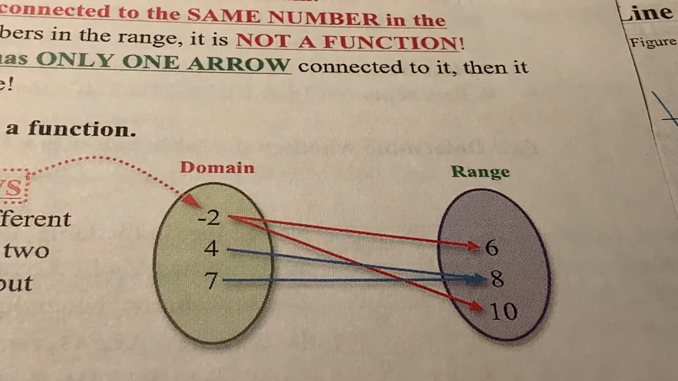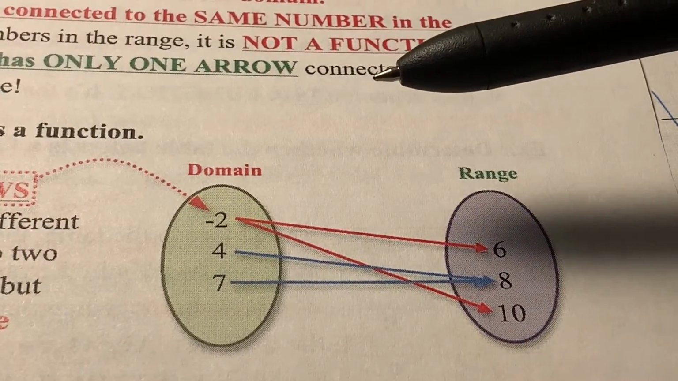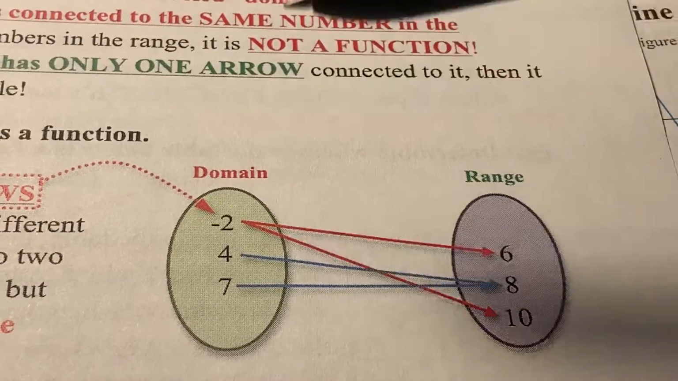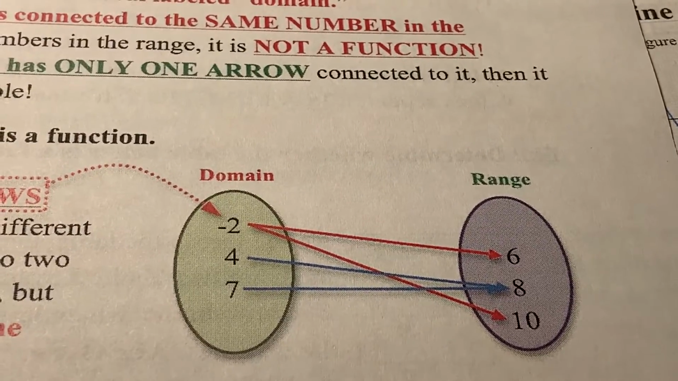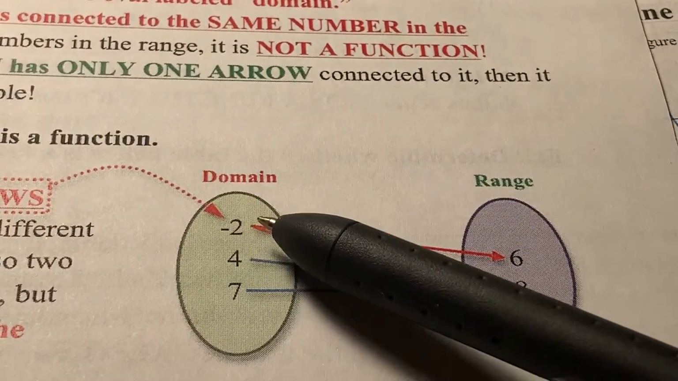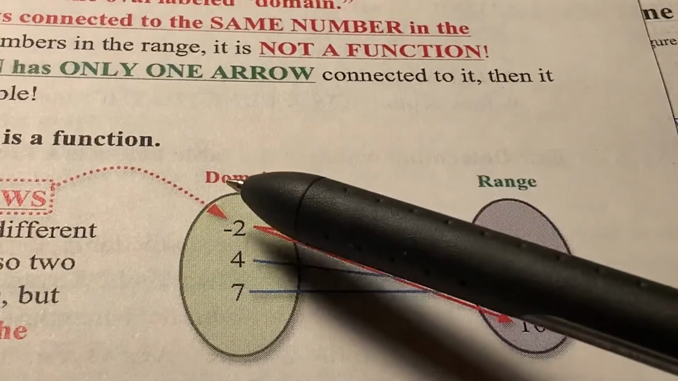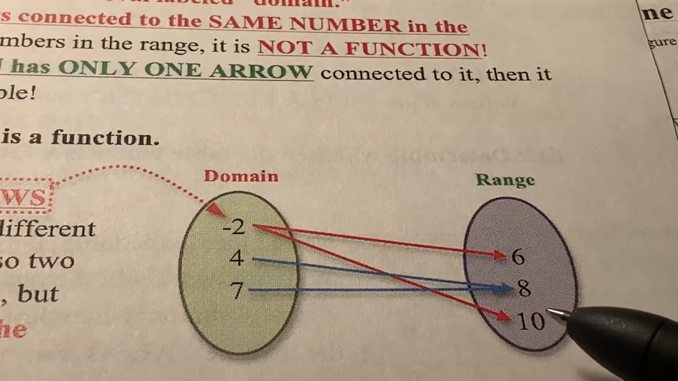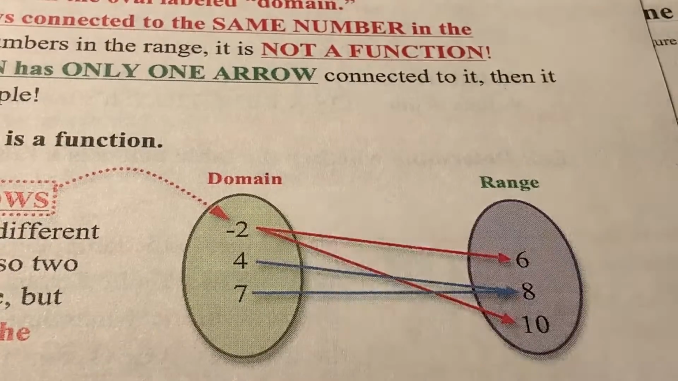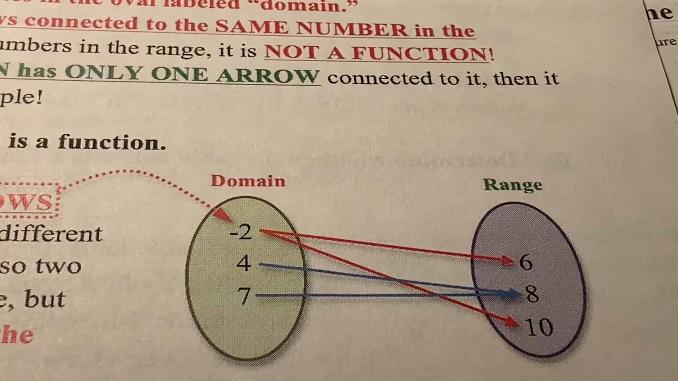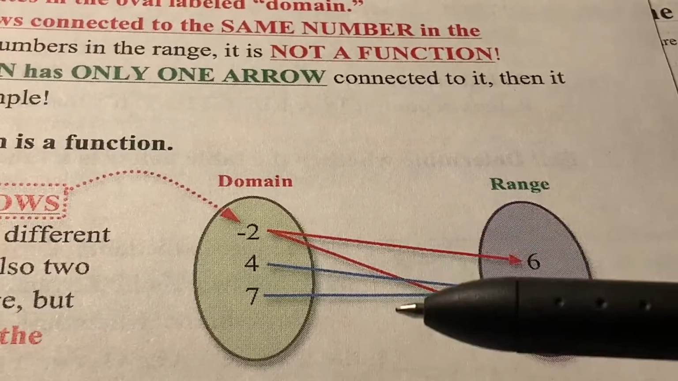And let me explain this in another way. If I were to ask you, give me the coordinates that represent this diagram, you would tell me one ordered pair would be -2, 6, and then another ordered pair would be -2, 10. So if that's the case, I'm using -2 twice in the domain. That means I have 2 ordered pairs with the same x value. This is not a function.